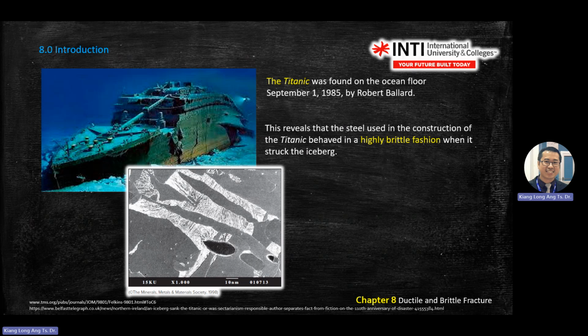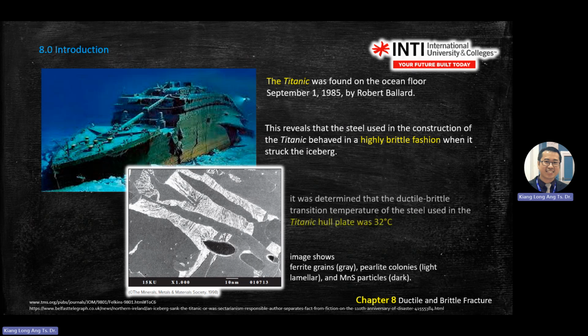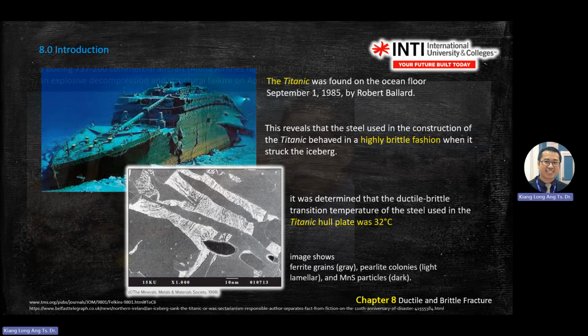They just used any metals and then fabricated the ship. So they did not have a detailed study on what happens at different temperatures. When the Titanic sailed into very cold weather, something happened to the metals. It became brittle. Okay, become brittle. So that's why the accident happened.